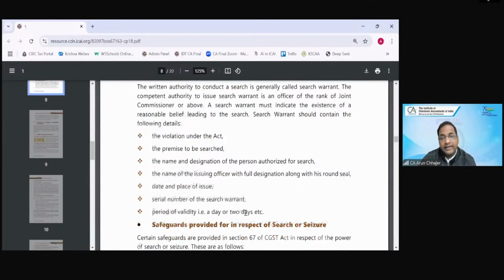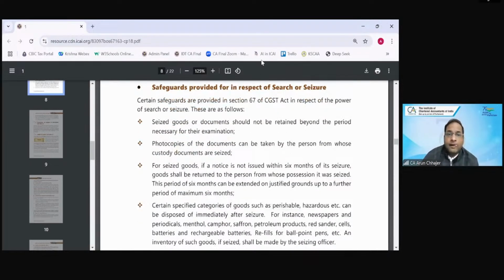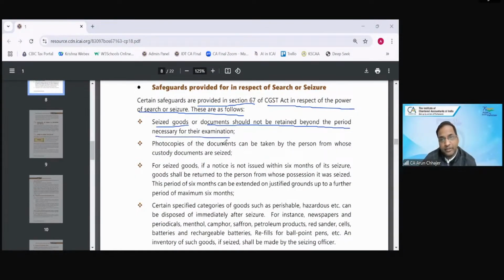Safeguards provided in respect of search or seizure. Certain safeguards are provided in section 67 of the CGST Act in respect of the power of search or seizure. These are as follows. Seized goods or documents should not be retained beyond the period necessary for their examination. Photocopies of the document can be taken from whose custody documents are seized.